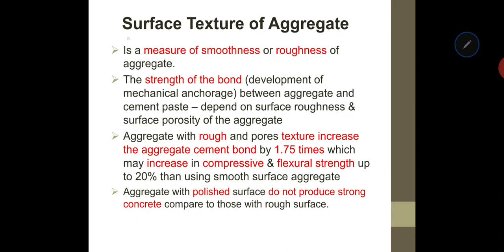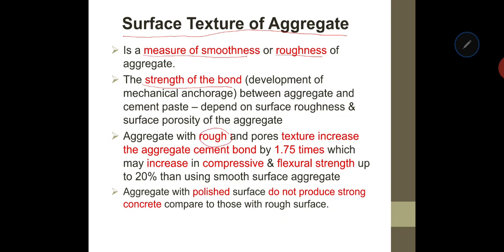Okay, next is the surface texture of aggregate. This is also important for the concrete performance. What is surface texture? It is the measure of smoothness or roughness of aggregates. When you have concrete mixed with aggregate with high roughness, the strength of the concrete will be higher. To compare, if you mix the concrete with smooth aggregate, the strength of the concrete is lower. The strength of the bond development of mechanical anchorage between aggregate and cement paste depends on surface roughness and surface porosity of the aggregates.